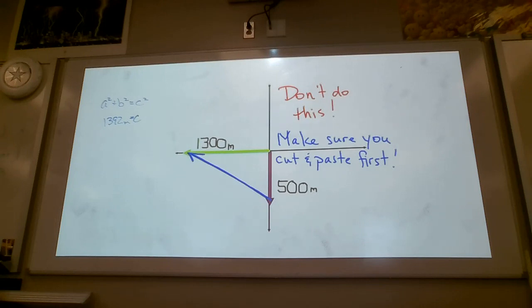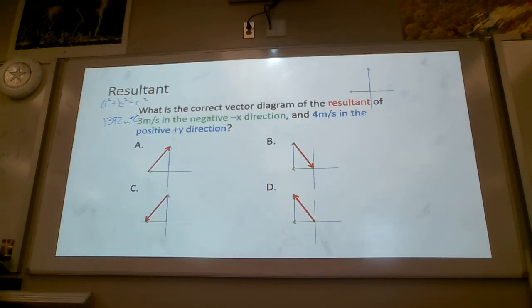What you failed to do was you forgot to do the head to tail. You needed to cut and paste, and this is your quality control. Your resultant will always start at the origin and draw away from it. Here you did not start at the origin. Good? Okay. Give this one a shot.